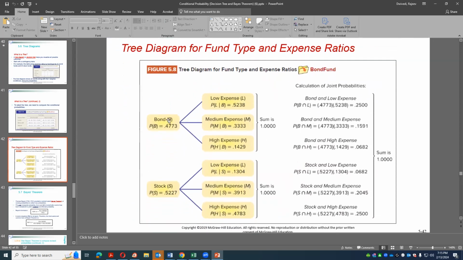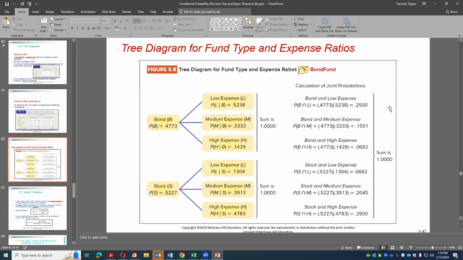Now probability of B and probability of L condition B. Now you have this formula using the same thing, probability of B and L, bond and low, bond and medium, bond and high. Similarly, stock and low, stock and medium, stock and high. So when you multiply this and that, you get this is 25%, this is 15%, this is 6%, 6. Now you can sum all of them.